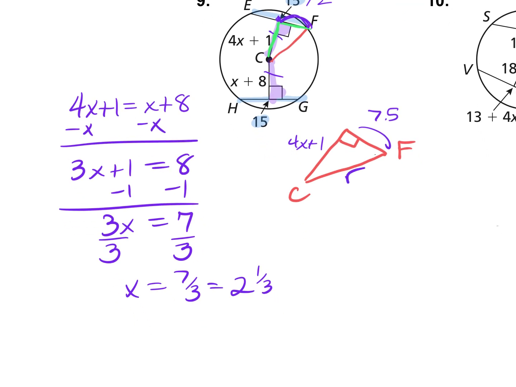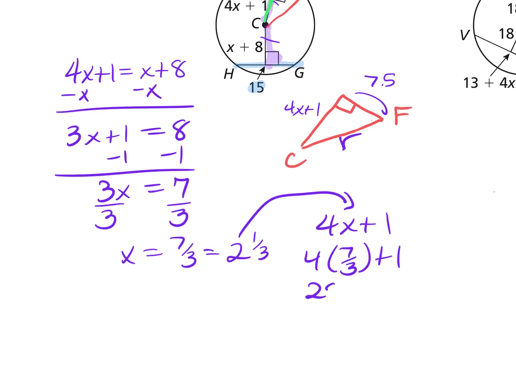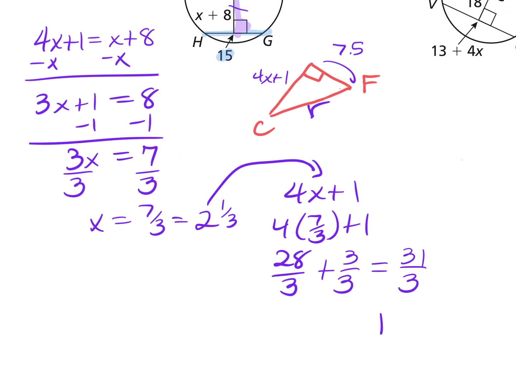And then to find the radius length, I'm going to be doing the Pythagorean theorem. So once I take the 4x plus 1 and plug in 7 over 3, I get 28 over 3. I'm going to change my whole number 1 into 3 over 3, which gives me 31 over 3, which if I divide this, gives me 10.3 repeating. So I'm actually going to use 10.33. So this side is going to be 10.33, and I'm looking for the R.